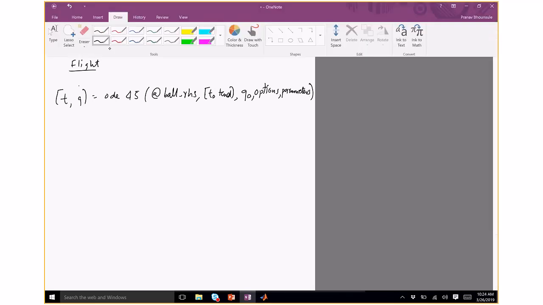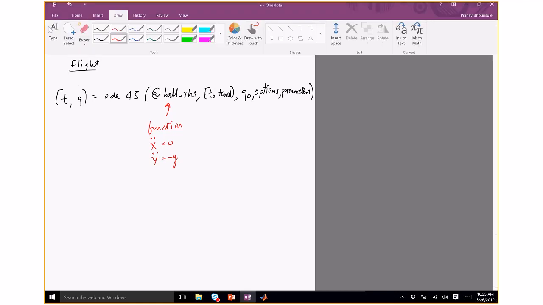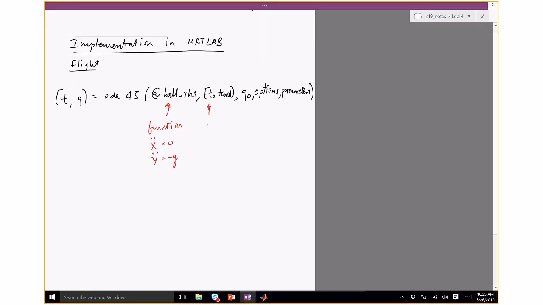Okay, so let me write the various things. This is a function which has x double dot equals 0 and y double dot equals minus g. Then the start and end time. This is the initial condition, the initial launch. So this will have x0, y0, the position at which the ball is launched, the velocity with which the ball is launched. Okay, those four conditions.